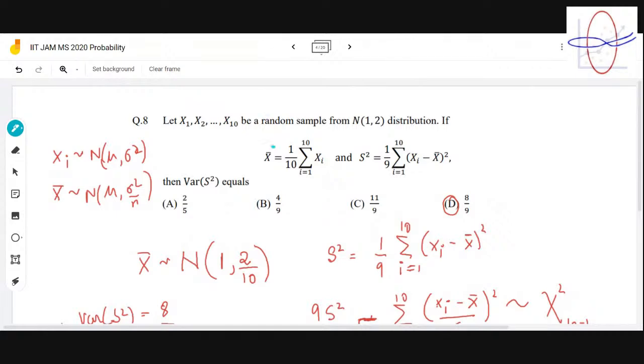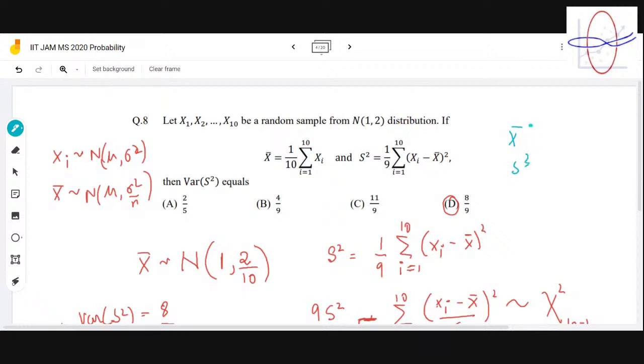Problem number 8 says that if x1, x2, up to x10 is a random sample from normal(1, 2) distribution, and if x bar is equal to 1 by 10 summation xi and s square is 1 by n minus 1 summation xi minus x bar whole square, which is the normal definition, then what is the variance of s square? The most beautiful aspect is that if you get overwhelmed by the calculations involved, there's a distribution of s square. You should know this, the distribution of x bar and the distribution of s square.